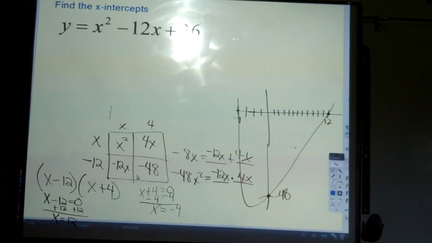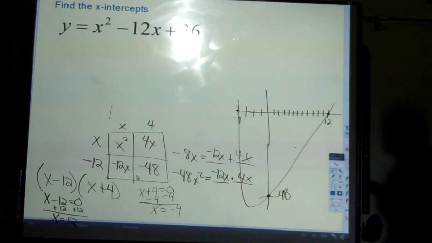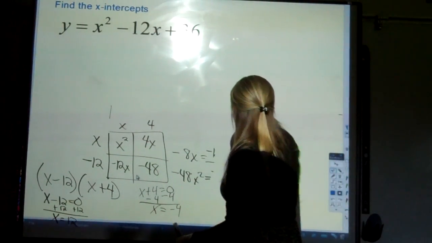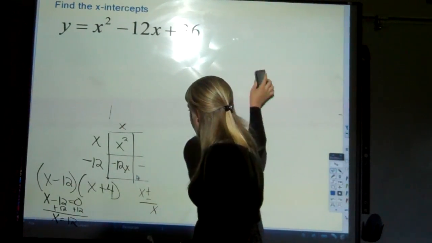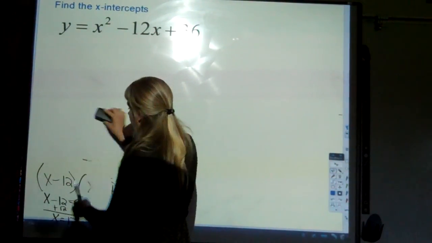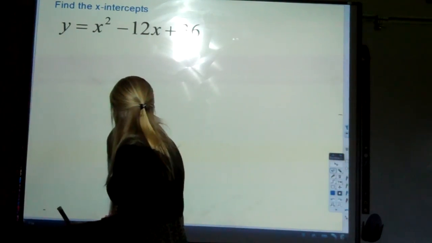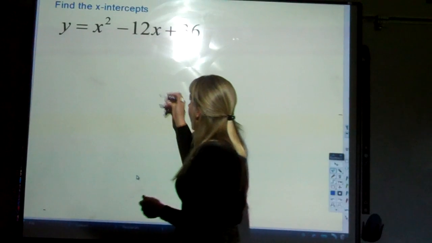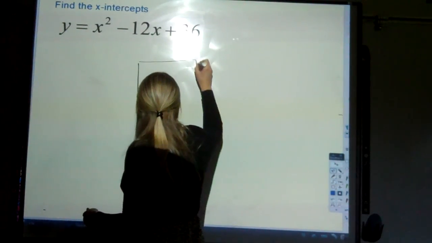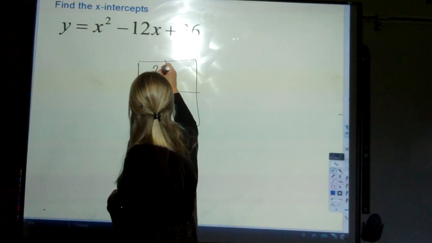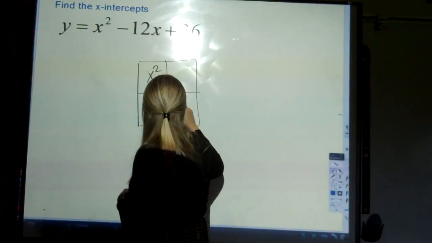So let's start to find the x-intercepts of x squared minus 12x plus 36. So again, because we're going to factor, we can't solve this directly because it has an x squared and an x in it, so we know we need to factor. That's our clue. Draw the box. Put the first term in the first box and the last term in the last box.